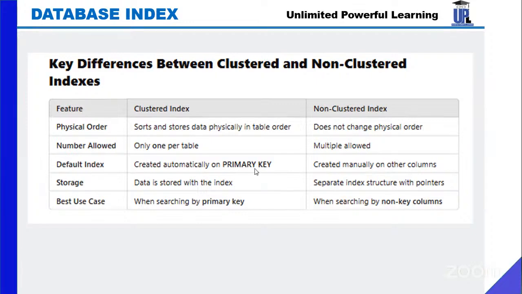So the default is the primary key. Here, manually, other than those columns. Regarding storage, data is stored in the index. It's a separate index structure where pointers are stored. When searching by primary key, the clustered index is going to work. When searching by non-key columns, the non-clustered index is going to work. This is the major difference between the clustered and non-clustered index.